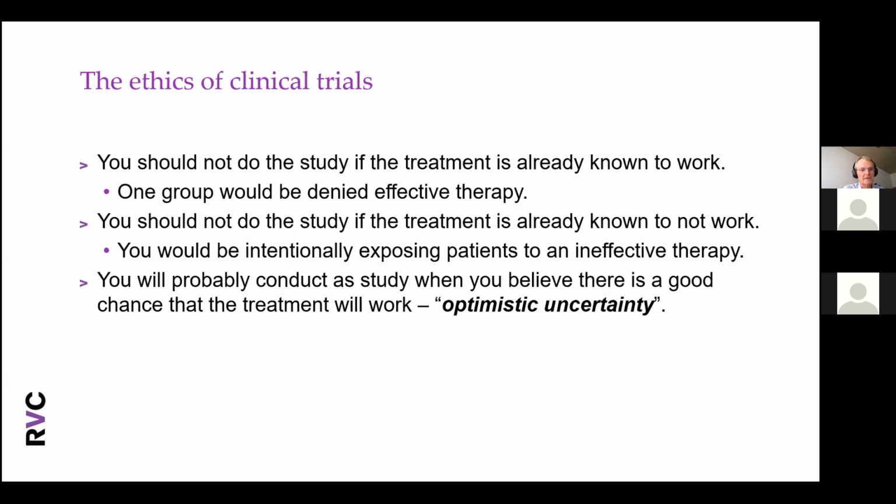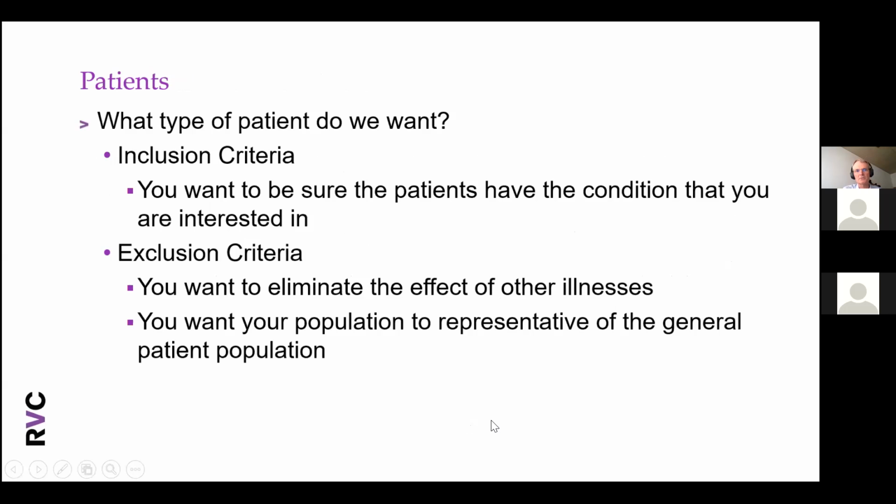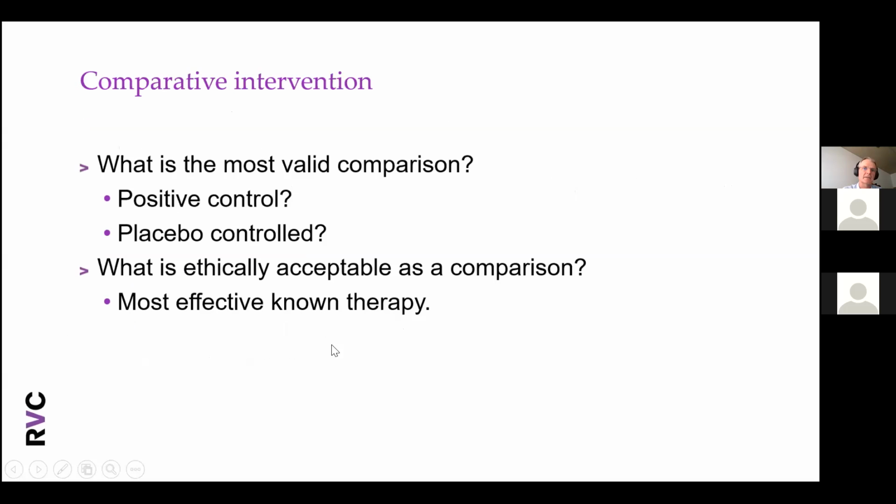So carrying on in terms of our clinical trials, we need to think carefully about what sort of patients we want in the study, and that's defined by inclusion and exclusion criteria. So patients who sort of fit the bill, as it were. And we need to decide carefully also on what the comparative treatment is going to be that we're going to put individuals on.